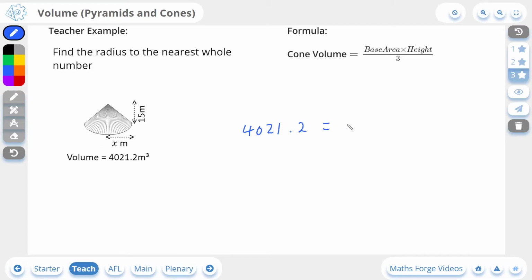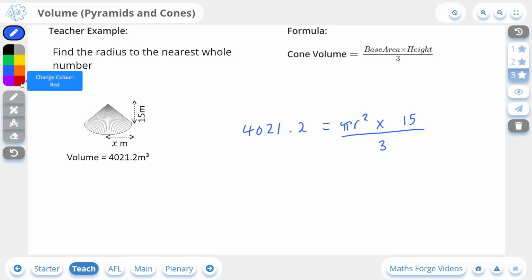This is now equal to the base area of this cone, and don't forget that the base area of a cone is a circle, and the area of a circle is pi r squared. Now you can replace r with x if you'd like, or you could just leave it as r, but the radius is what we're looking for. And then this is going to be multiplied by the height, which is 15 in this case, and this is all divided by 3. So now to find the radius, it's just a matter of rearranging for r.